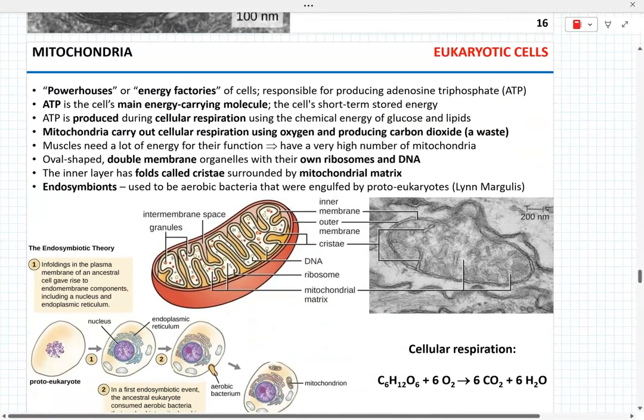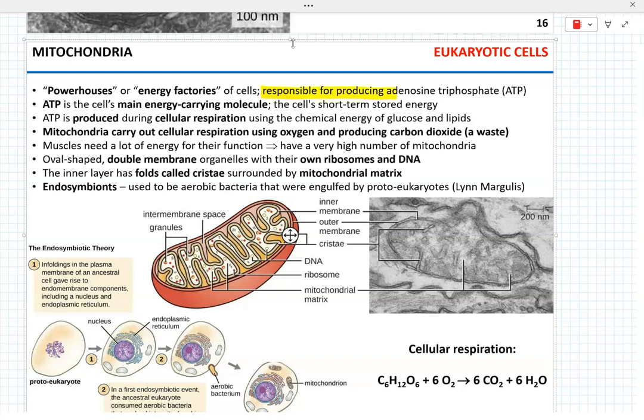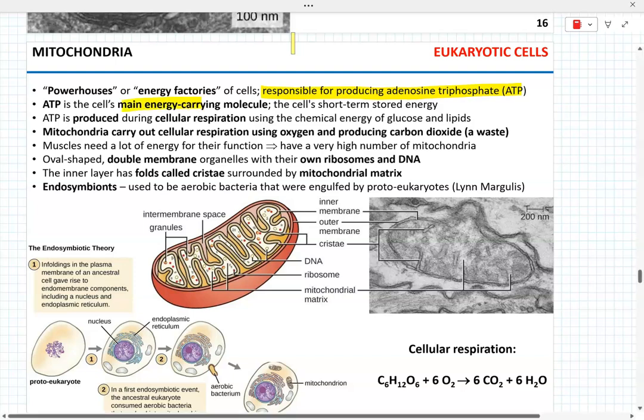Mitochondria, also known as the powerhouse of the cell. The main function of mitochondria is to produce ATP, adenosine triphosphate, the main energy-carrying molecule of the cell, which stores the energy in the cell in the short term. ATP is produced in the process of cellular respiration, which uses the chemical energy of glucose or lipids. Mitochondria carry out cellular respiration by oxidizing glucose with oxygen, producing carbon dioxide and water, which are essentially the wastes.